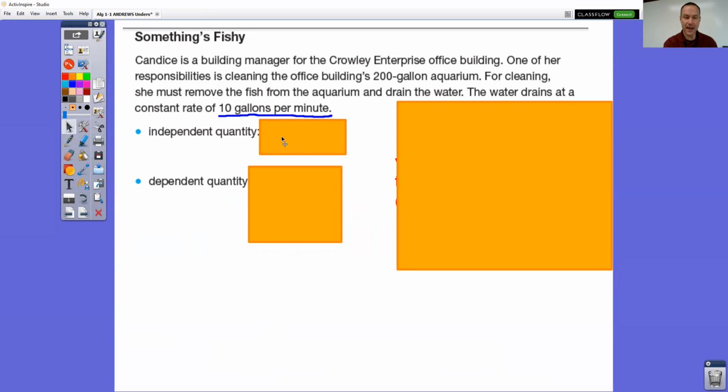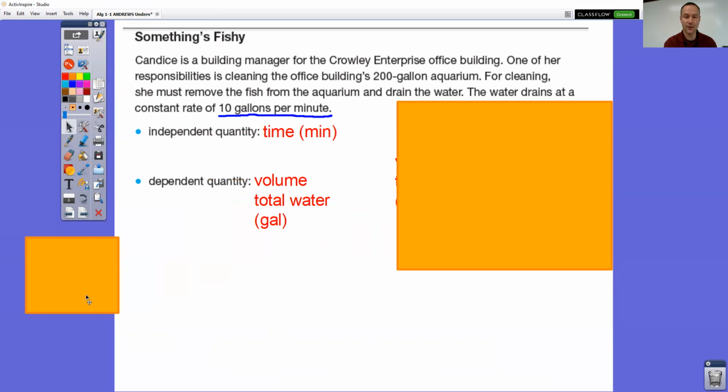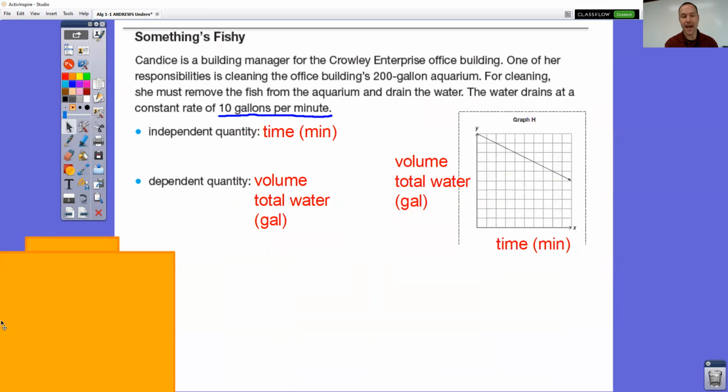So remember, independent is your unit of time, which in this case is minutes, because the water is draining at a constant rate of 10 gallons per minute. The dependent quantity is the total amount of water. That's the thing that's changing. As time goes by, the water level is dropping. So the graph that matches this scenario would be this one, because it is going down at a constant rate. It is a straight line going down. That means it's going down at a constant rate. If it was a variable rate, you would see more of a curvy line.